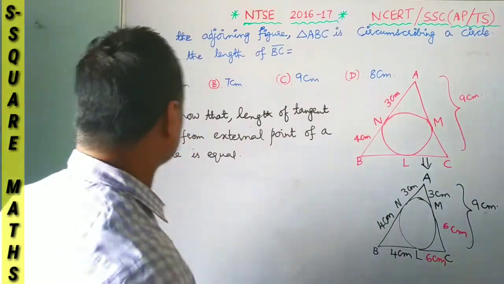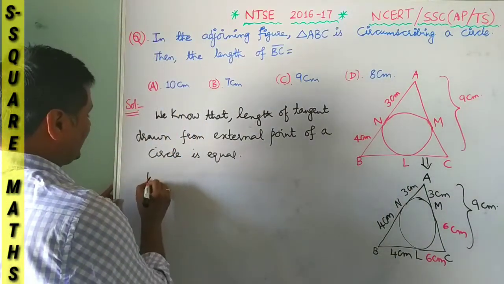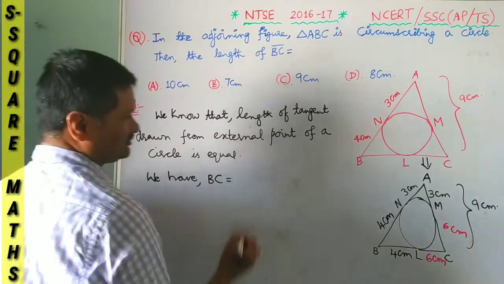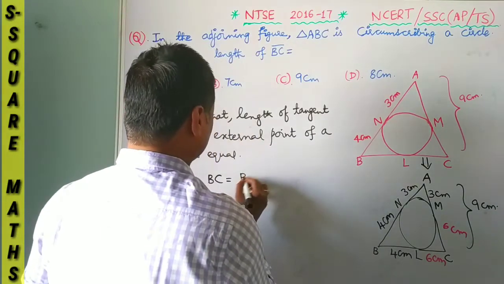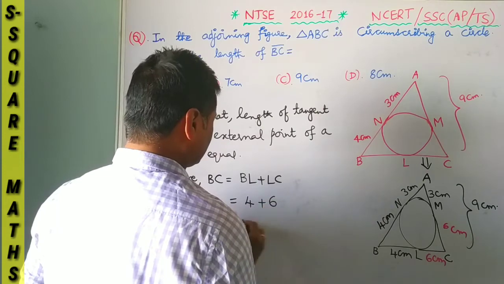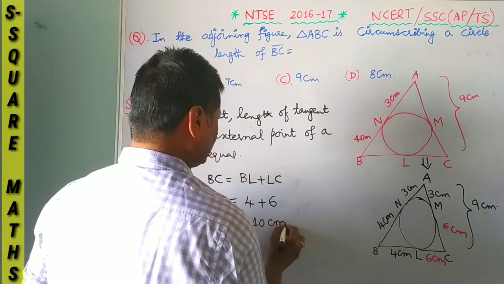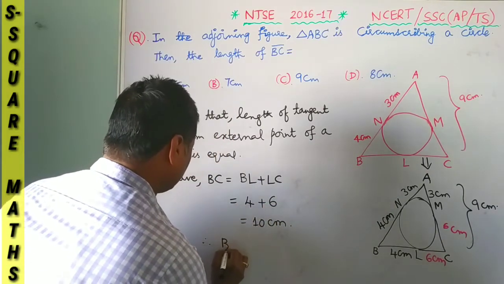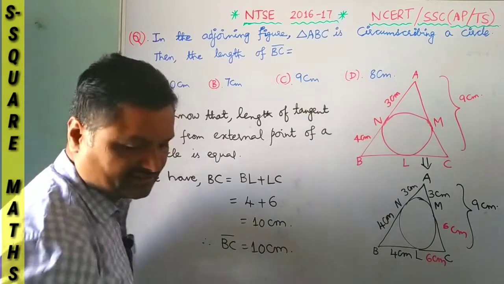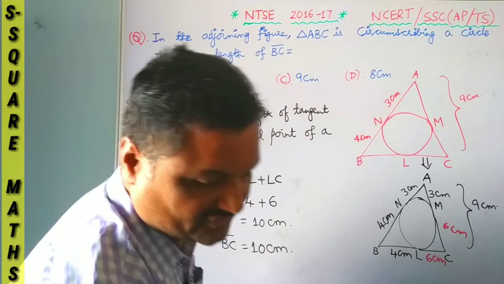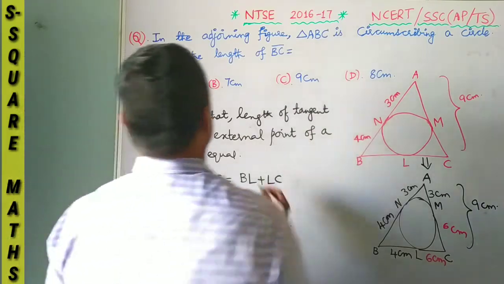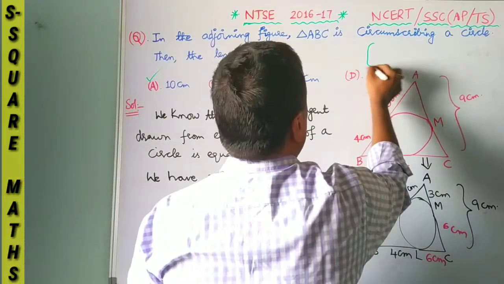So if you observe carefully, we have BC is equal to BL plus LC. BL is nothing but 4, LC is nothing but 6. Here it is 10 centimeters. Therefore, BC is equal to 10 centimeters. The side of the triangle, BC, is equal to 10 centimeters. So which is nothing but our option A.